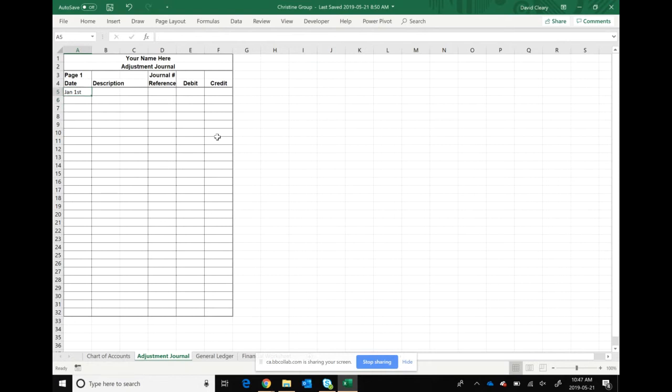There we go. Again, we want to mention the account that's being debited first. And in this case, we are showing the expense. So this is depreciation expense. Let's call this journal reference one, and we're debiting the expense by $350. We also have to show the allowance, or sorry, the accumulated amount of depreciation. So we credit accumulated depreciation.